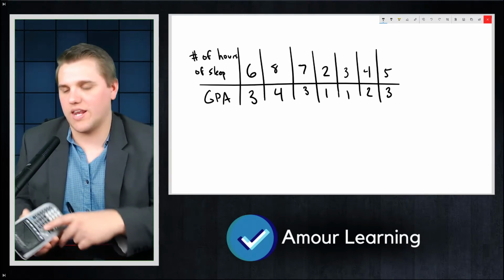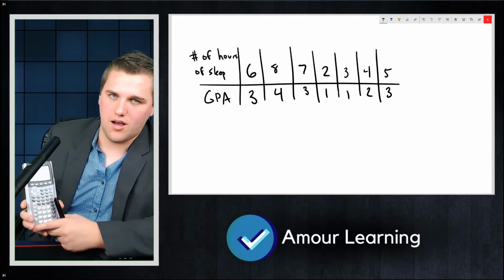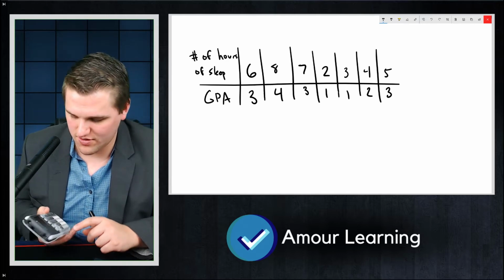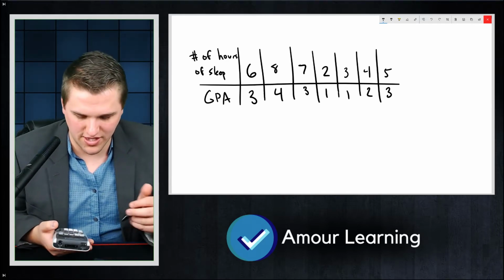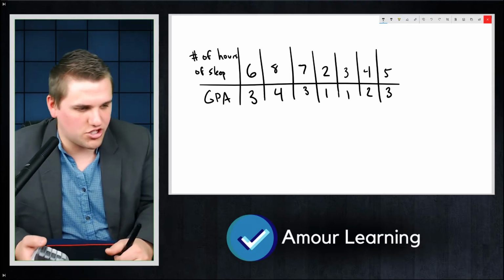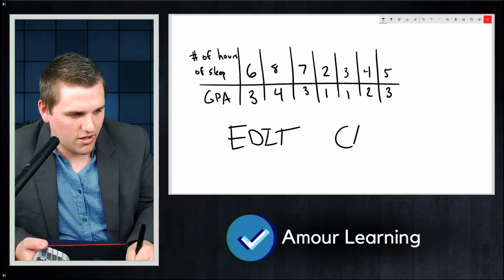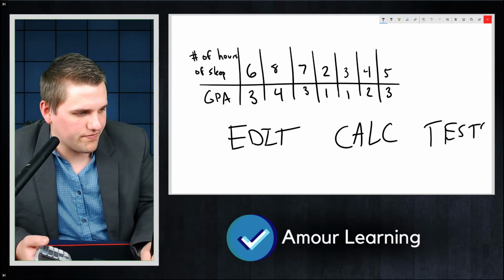Now we can quit. We can hit second mode, which is quit. And we go back to our stat menu here. Now, again, I'm showing this to you guys, and you can't even see it. My camera can't pick up the pixels on this thing. So there should be 3 menus: edit, calc, and tests. And you should see this at the top.